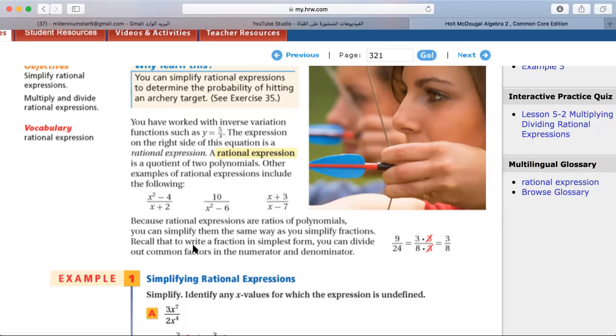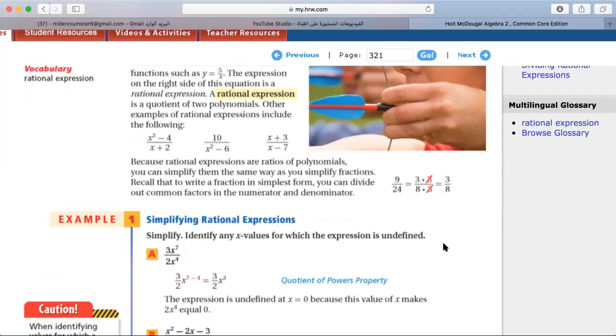Recall that to write a fraction in simplest form, you can divide out common factors in the numerator and denominator, like 9 over 24. 9 is 3 multiplied by 3, and 24 is 8 multiplied by 3, so I can cross out the 3 in the numerator and the 3 in the denominator, so I will get 3 over 8.